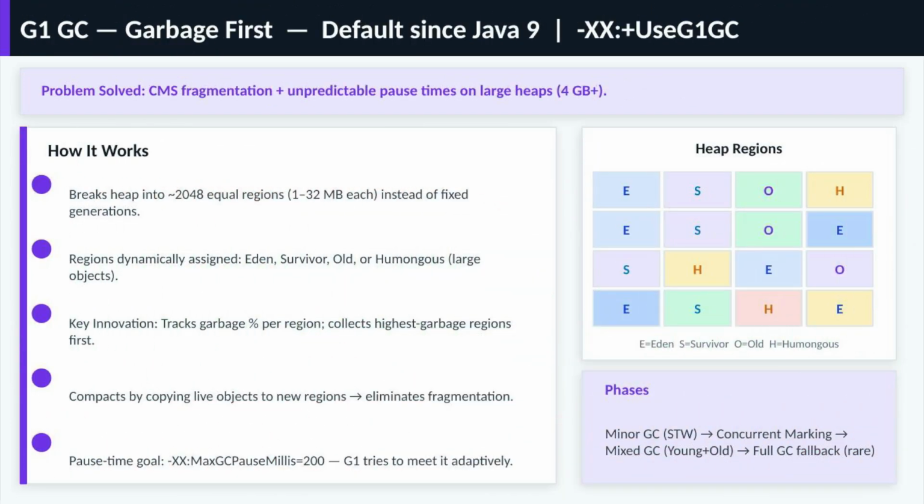Let's look into G1 GC. Imagine a city divided into 1,000 small neighborhoods. Instead of cleaning the whole city, the government cleans the dirtiest neighborhoods first. G1 stands for Garbage First.